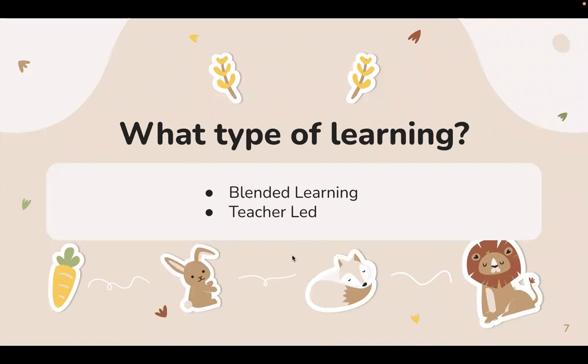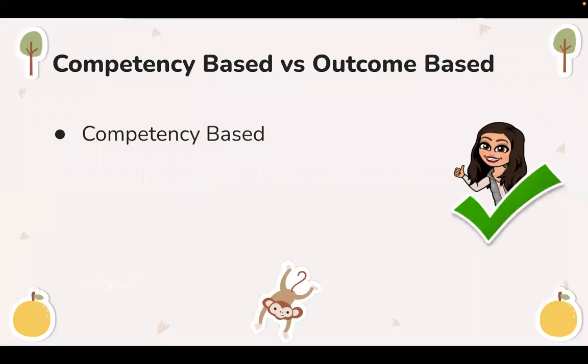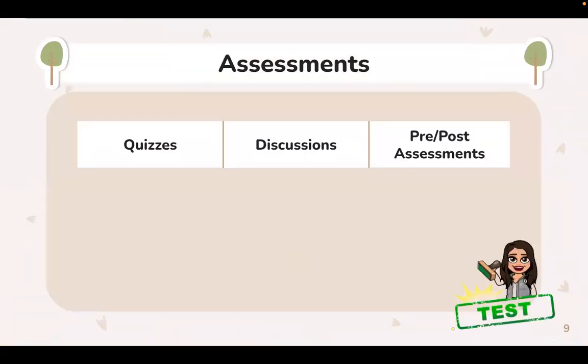What type of learning will my students be doing? The type of learning is blended learning, and it is teacher-led learning. Since I will be facilitating and controlling the student learning and how it will be presented, this will fall into the competency-based outcome. The assessments that I will be conducting will be a balance of discussion post, reflection post, and classroom interactions.